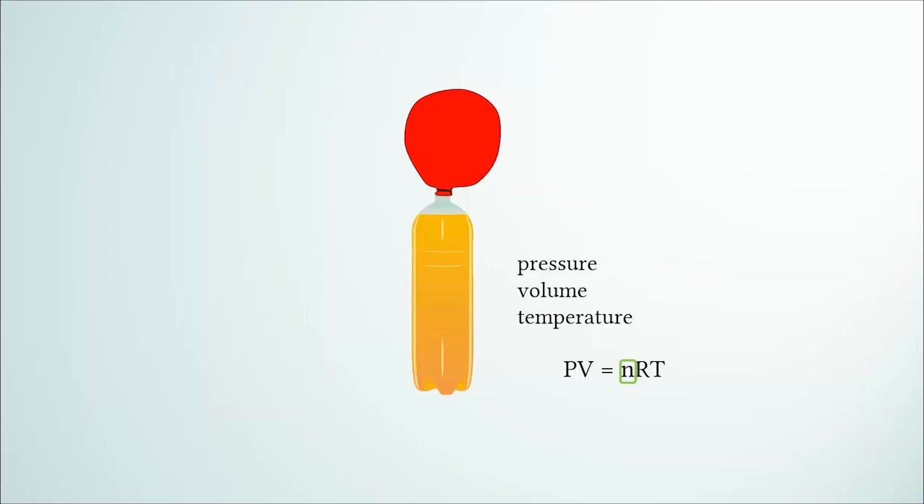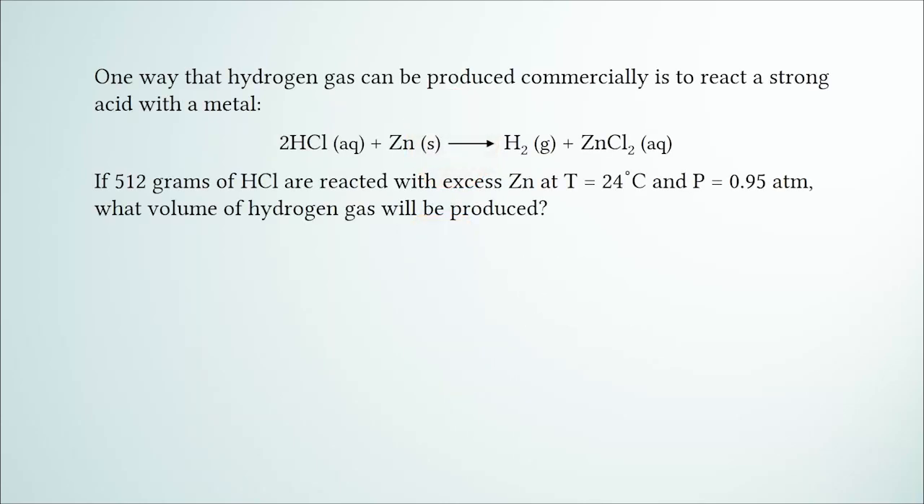Let's look at a more textbook problem. One way that hydrogen gas can be produced commercially is to react a strong acid with a metal in the equation 2 HCl aqueous plus Zn solid produces H2 gas plus ZnCl2 aqueous. If 512 grams of hydrochloric acid are reacted with excess zinc at a temperature of 24 degrees Celsius and a pressure of 0.95 atmospheres, what volume of hydrogen gas will be produced?